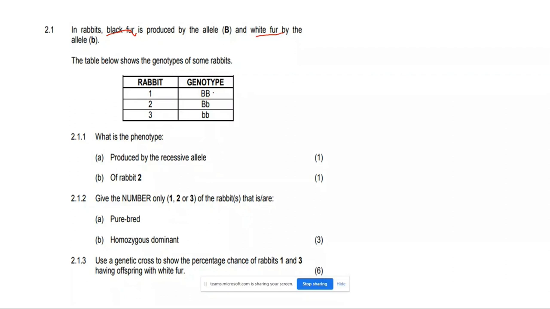So this information tells me that rabbit 1 is what, what's the phenotype? So if I'm a learner, what is the phenotype of rabbit 1? It must be black fur because black is dominant. This rabbit is homozygous dominant. Rabbit 2, the fur color must be black as well because the dominant allele blocks the recessive allele when in the heterozygous state. Rabbit 3, small b, it can only be white fur. So if I'm a learner in the exam, I would write here next to this question, that is black, and this one is white.